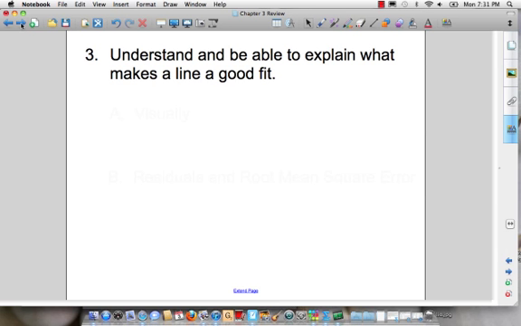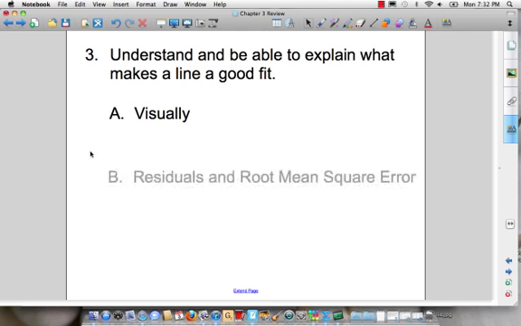You need to understand the concept of a line of fit, and you need to be able to understand what makes a line a good fit. You need to be able to do that visually, just by looking at the points and the line. That's explained pretty clearly in your book. And you also need to be able to evaluate how good of a fit a line is by looking at the residuals and computing the root mean square error. You should also be able to explain what the root mean square error means. So once you find it, you need to be able to describe what it means.